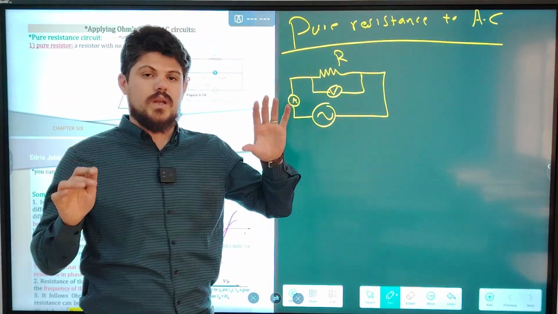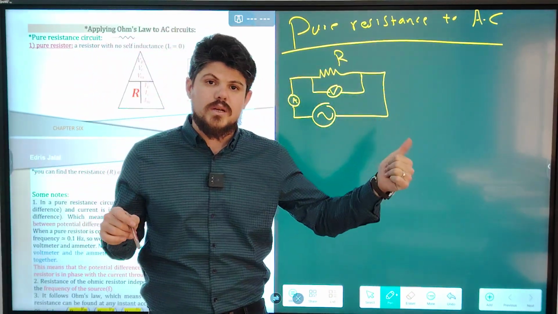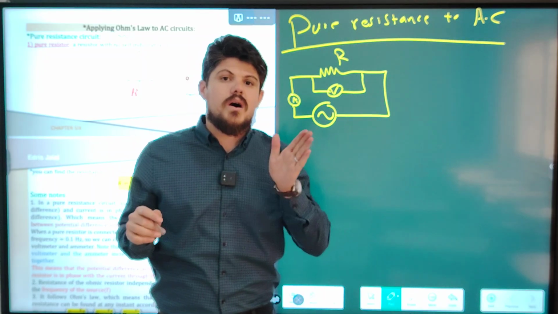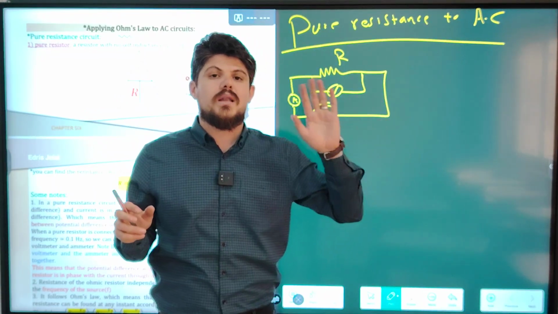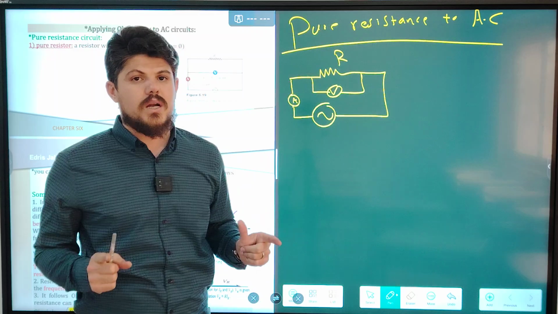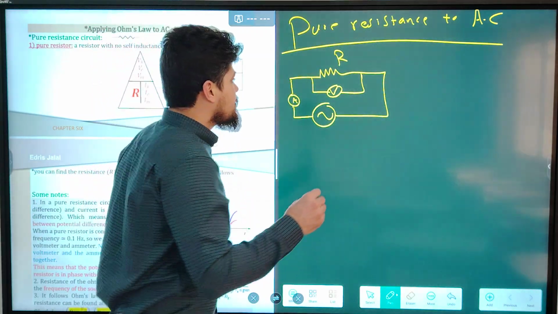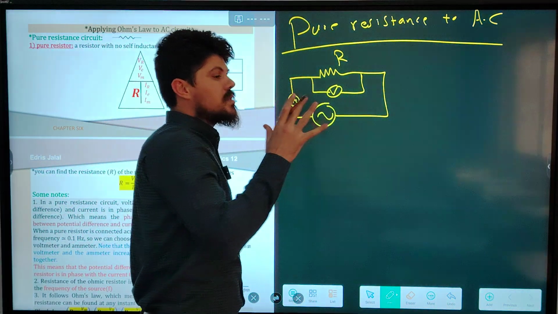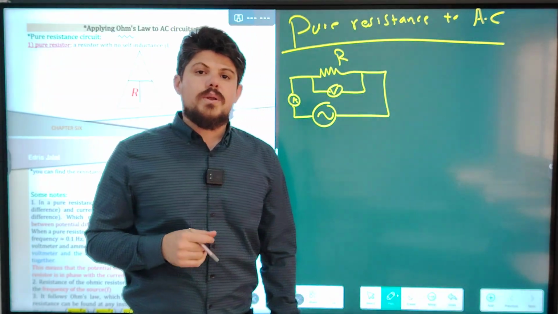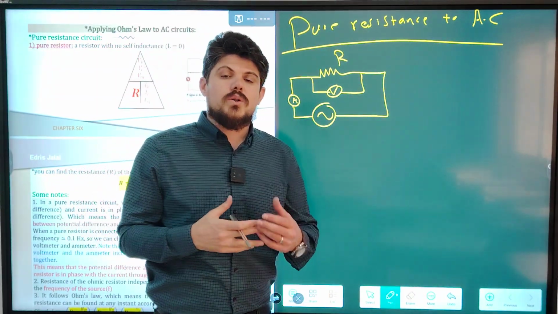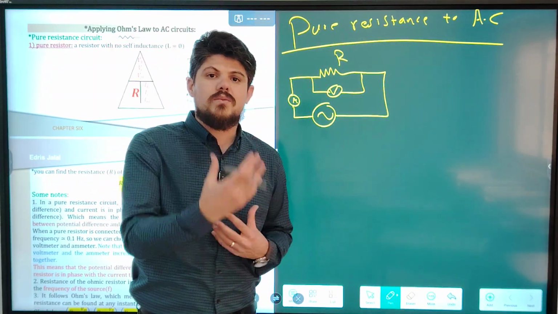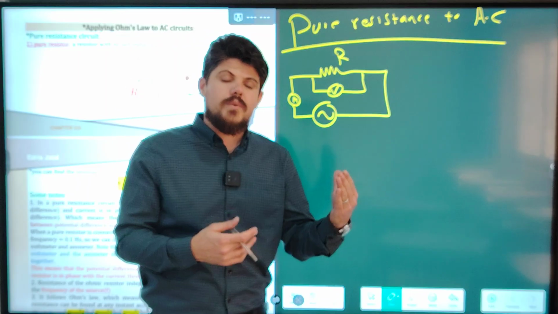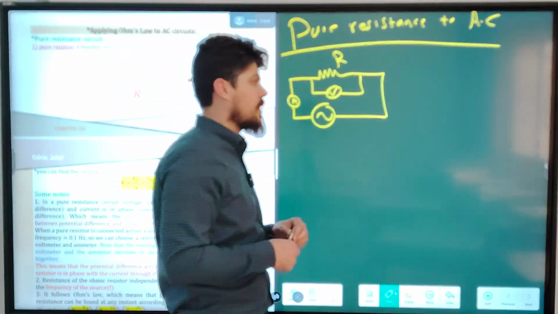Okay, once again, listen carefully. In pure resistance in AC circuit, potential difference and current are in phase. There will be no leading and lag between the potential difference and the current across the resistor. What do you mean by this? It means that when we close the switch and switch on the circuit, both ammeter and voltmeter readings, the current and the potential difference, both increase and decrease together. Both of them reach maximum together.